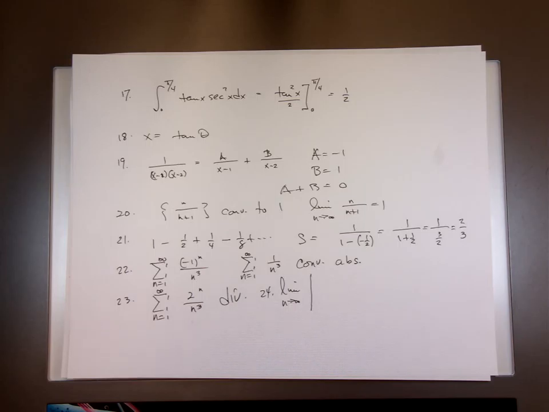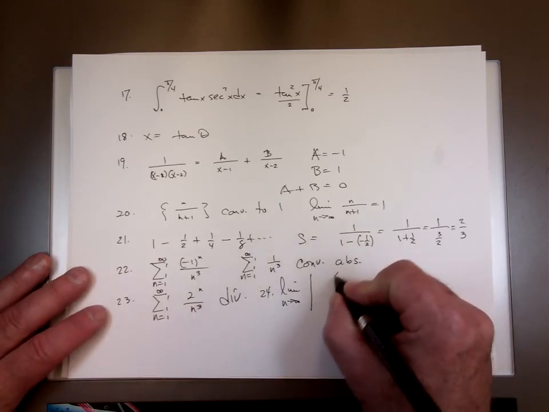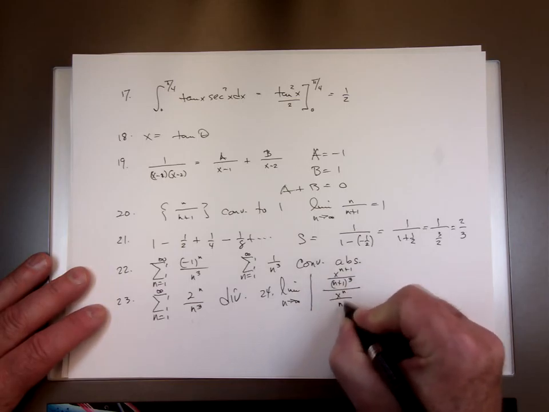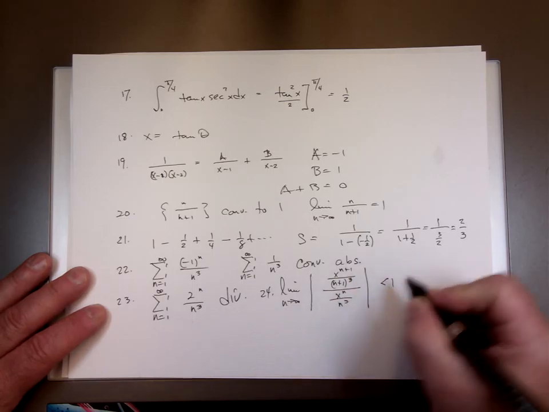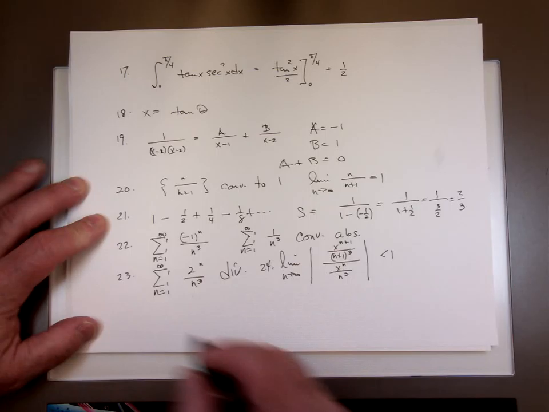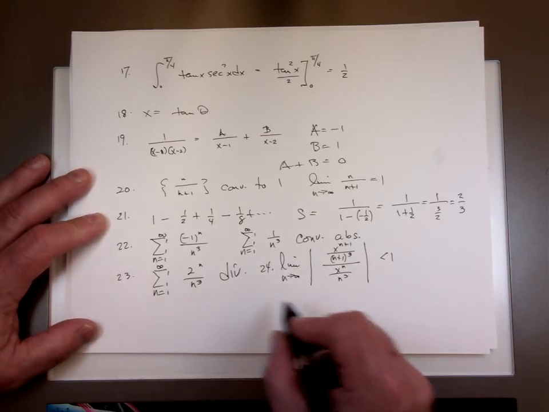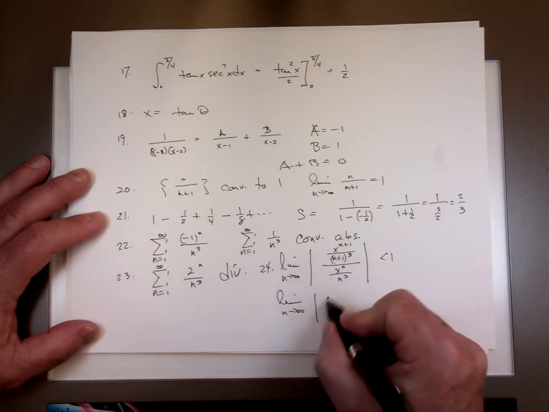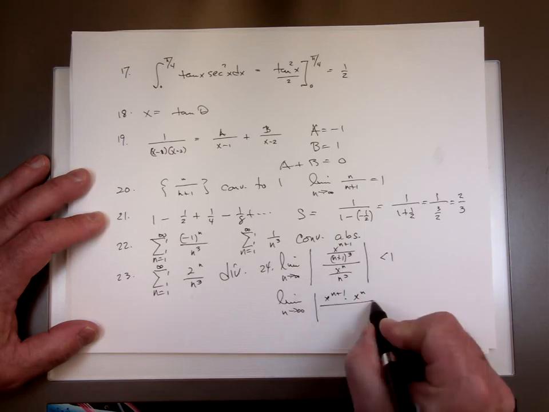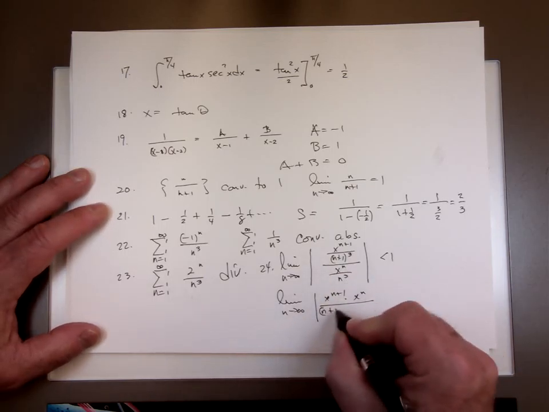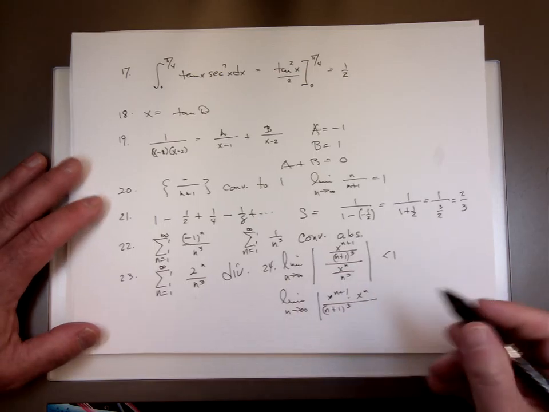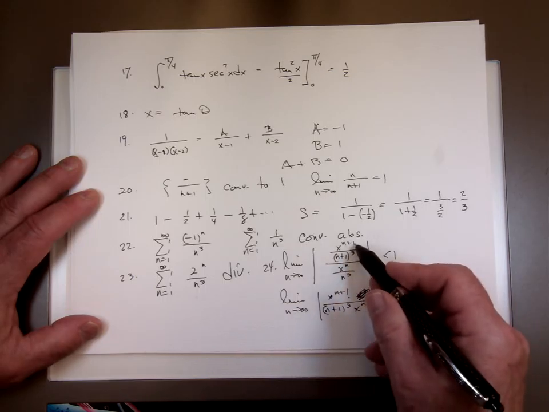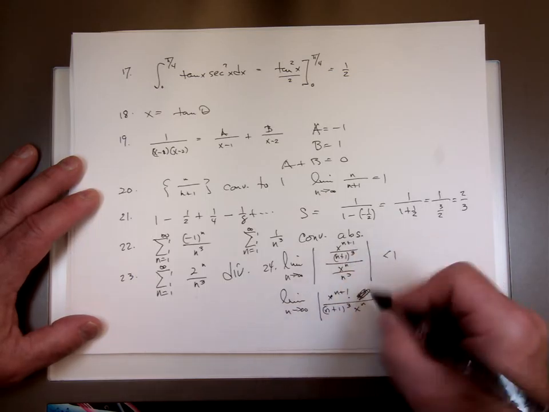24, you get x to the n over n cubed. And we want to find the x's that cause that to be less than 1. Okay, so x to the n plus 1 over x to the n. You got an n plus 1 cubed that comes below. What the heck? All right, I messed this all up. x to the n here, x to the n plus 1, n plus 1 cubed, n cubed is up there. Sorry. Okay?